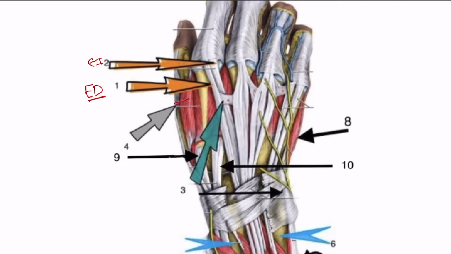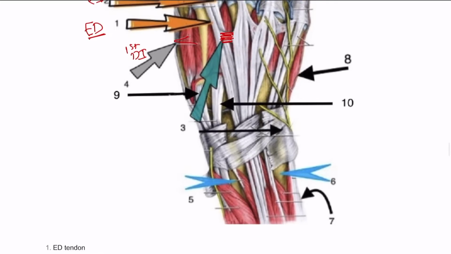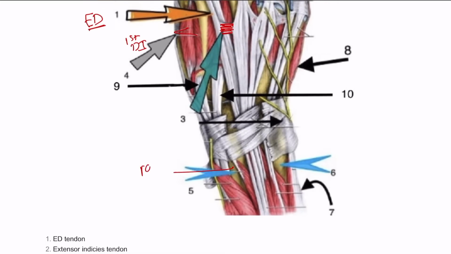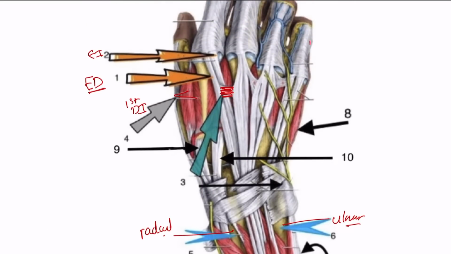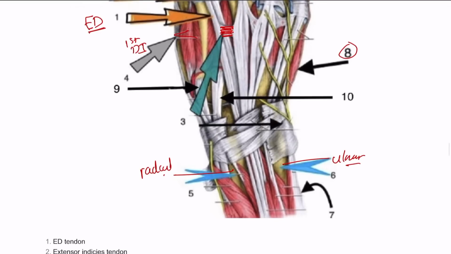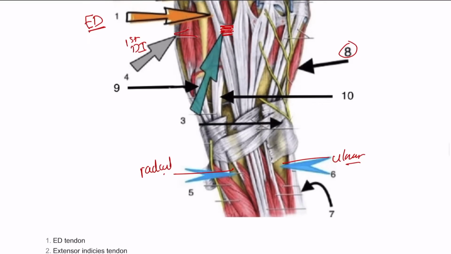this muscle, which will be the first dorsal interosseous muscle. And this is something called the intertendinous connection between all the extensors. And you have this area, this is the radial styloid, and this is the ulnar styloid. And yeah, so these are the main muscles. Number 8, this is a muscle that is going to the smallest finger, so that will be the extensor digiti minimi, not the abductor digiti minimi.